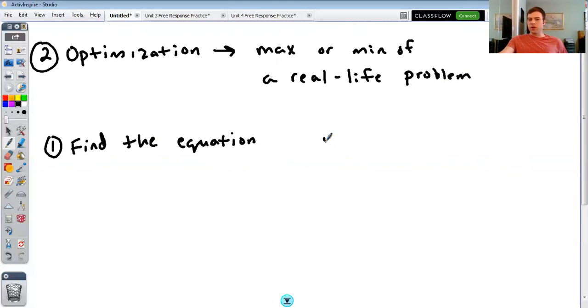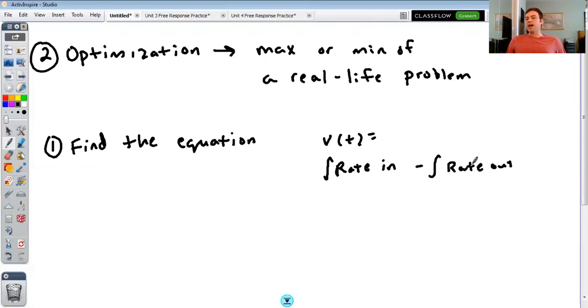Maybe that equation, like I said, is just a velocity equation that you're trying to maximize. Maybe it's one of those problems where you have a rate going in versus a rate going out. And then the amount of the equation will be the integral of the rate in minus the integral of the rate out. We'll get to that in a later lesson in more detail.